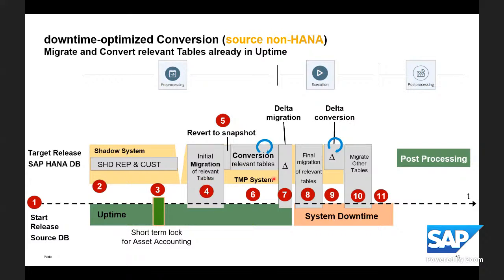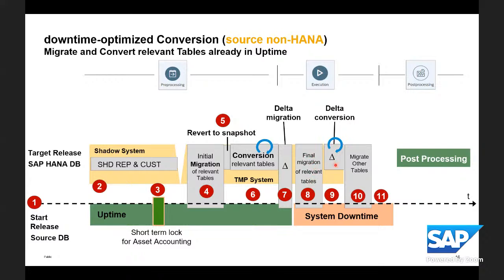Since during this time end users are working on the system, it's green, it's available. So we have to consider delta. That means there will be a delta migration of the affected tables in uptime. And then there's the downtime dialog. We decide to enter the downtime. In the downtime, the final migration of those relevant tables happens. Then all the relevant tables that are undergoing a data conversion are part of the HANA database.